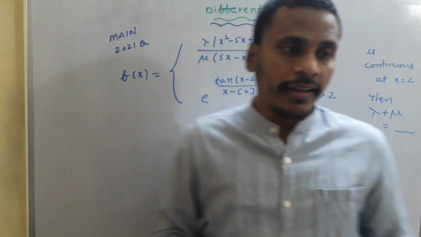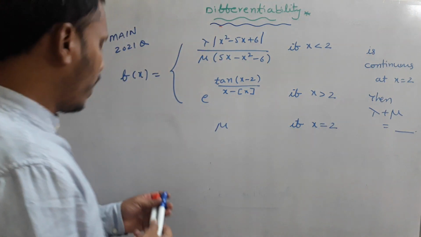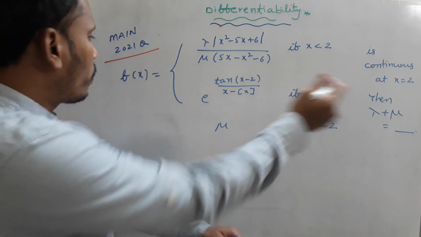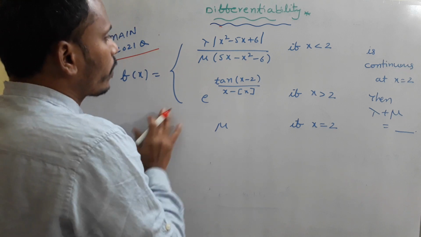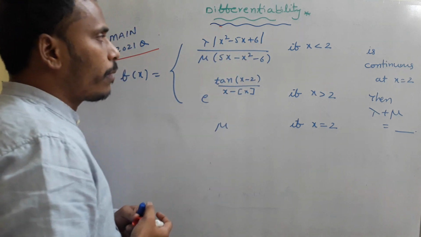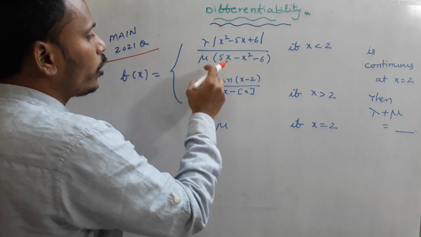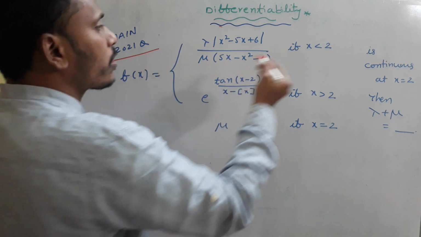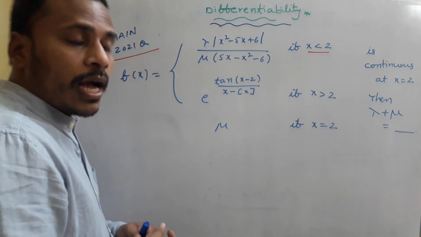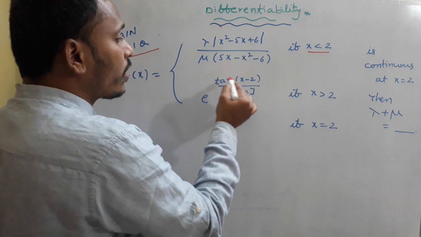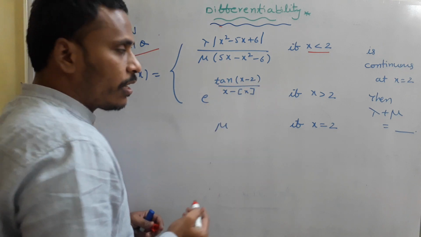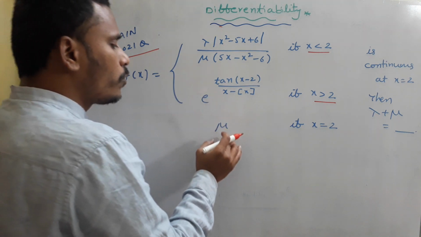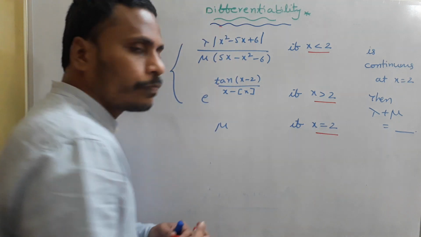Yeah, continuity and differentiability. Related to that, another Mains 2021 question here I have on the board. When you observe this problem, f of x is given as lambda times modulus of x square minus 5x plus 6, divided by mu times (5x minus x square minus 6), if x is less than 2. And the definition of f of x is e power tan of (x minus 2) divided by (x minus 10x) if x is greater than 2.